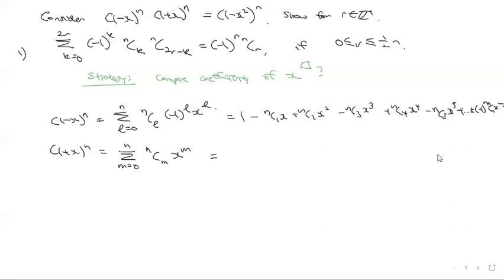Hopefully, just following the steps that we did earlier, it will be fairly easy to understand that this is going to be 1 plus nC1 x plus nC2 x squared plus nC3 x cubed plus nC4 x to the power of 4 plus dot dot dot plus nCn x to the n. All right, so those are the two expansions that are left. We also want to expand this one.